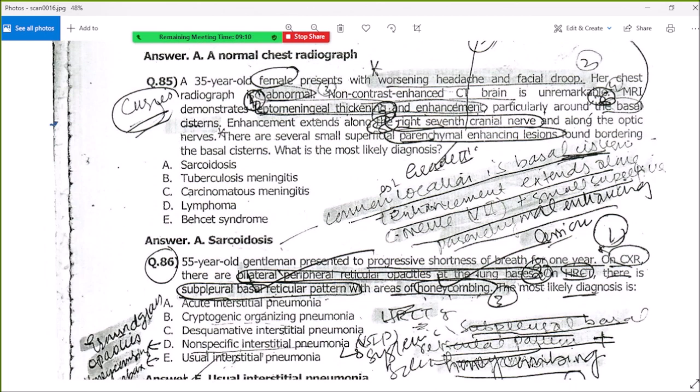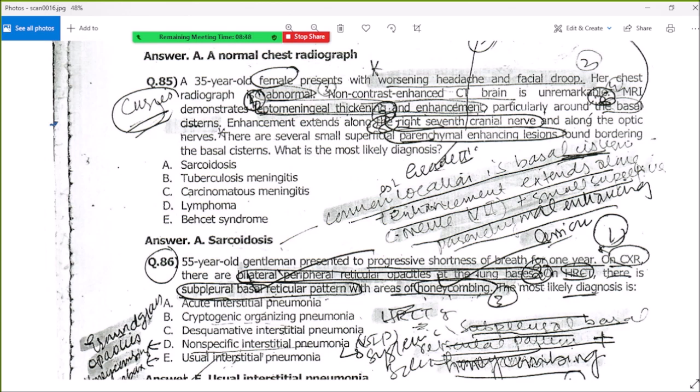85. A 35-year-old female presents with worsening headache and facial droop. Her chest radiograph is abnormal. Non-contrast CT brain is unremarkable, and MRI demonstrates left pachymeningeal thickening and enhancement, particularly around the basal cistern. Enhancement extends along the right 7th cranial nerve and along the optic nerve. There are several small parenchymal enhancing lesions bordering the basal cistern. Most likely diagnosis: sarcoidosis.